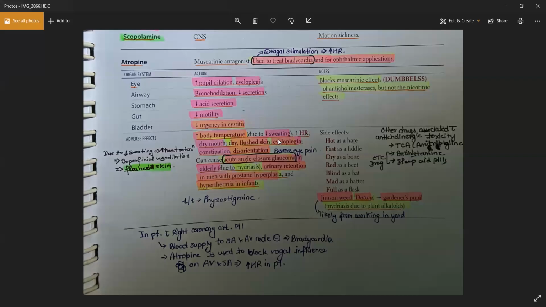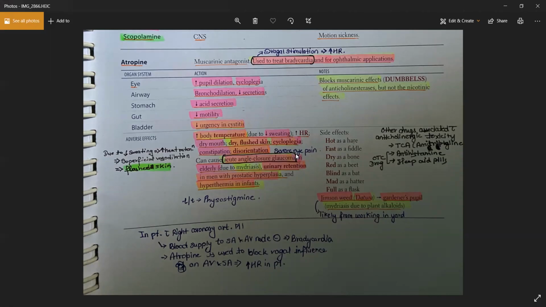And in case of the eye, you can also get acute angle closure glaucoma. Very important. It would be an old age patient with a history of bradycardia. For the treatment of bradycardia, you have given the patient atropine, and soon after the atropine, the patient got severe eye pain. So they can ask you why the severe eye pain is occurring, and it is because of acute angle closure glaucoma.